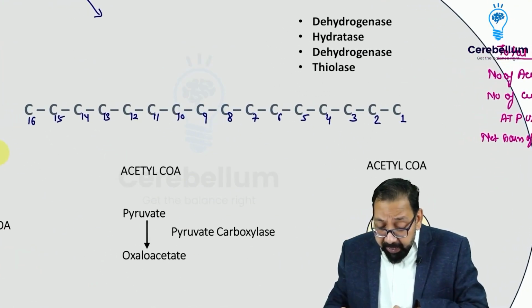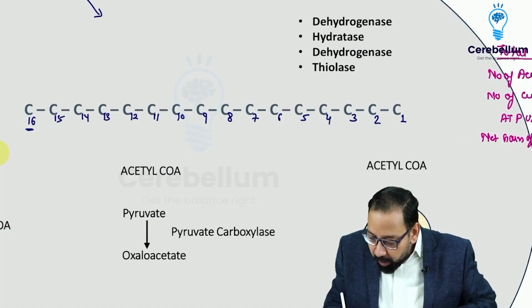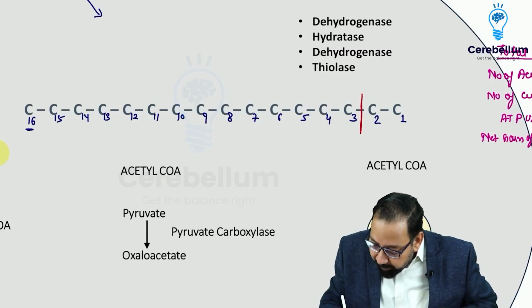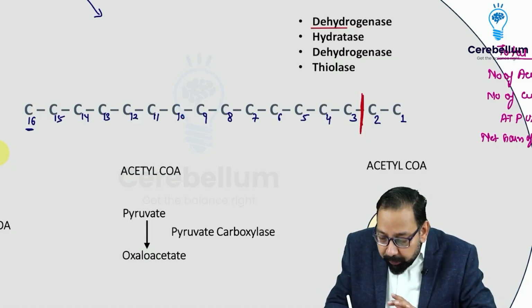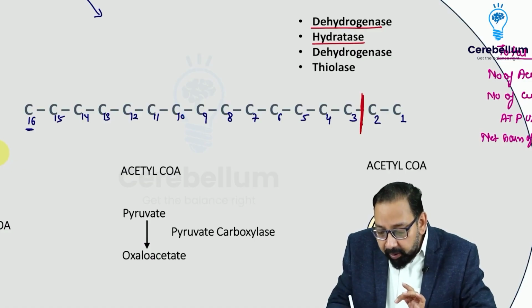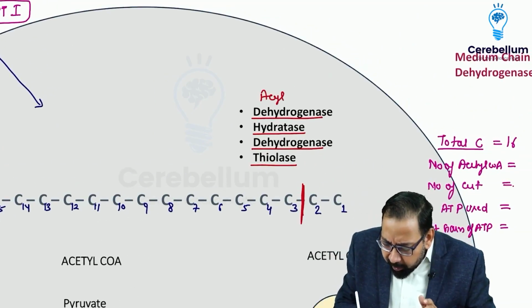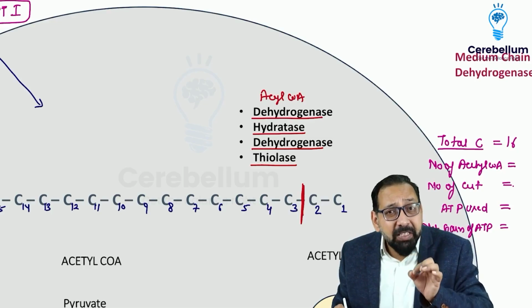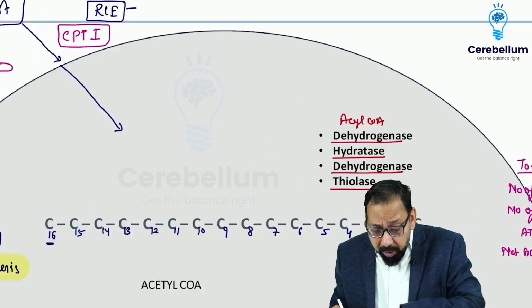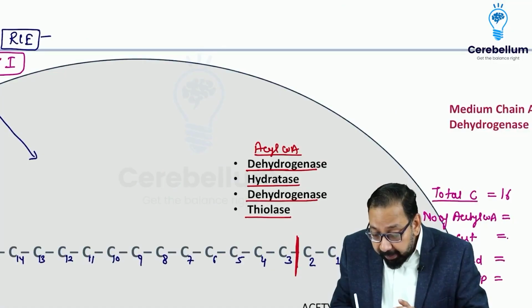How does this beta oxidation occur? This is palmitic acid having 16 carbon. Beta oxidation means a cut between C2 and C3. This cut is done by 4 enzymes. First is dehydrogenase, second is hydratase, third is dehydrogenase, fourth is thiolase. The first dehydrogenase is acyl coenzyme A dehydrogenase. I told you, the fatty acid group name is acyl, so this is acyl coenzyme A.